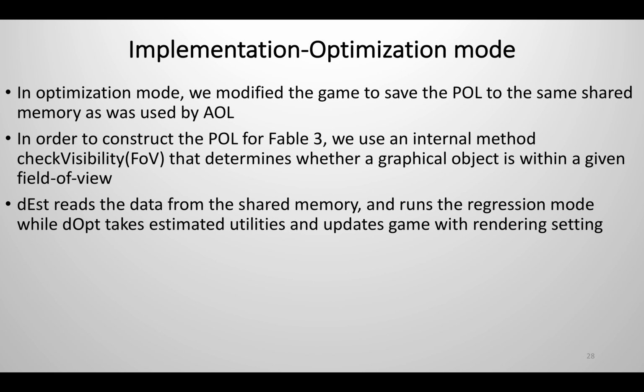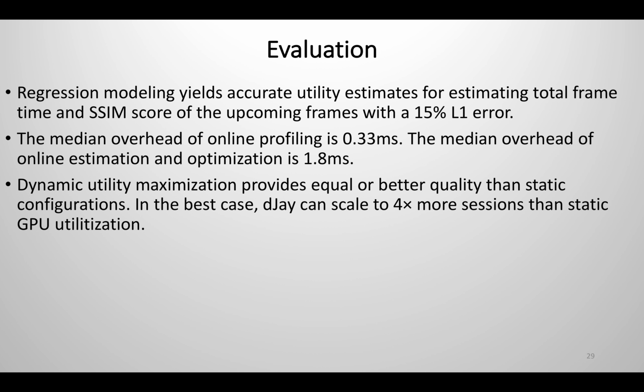Now, moving on. All right, so we've discussed all the nitty gritty details of the implementation and how DJ works. Now we'll see what the results were and what they found. The first thing is that their regression model is very accurate, with 15% L1 error. And the scores that they were predicting with the SSIM for the upcoming scores were very accurate. Second thing they found was that the overhead for the online profiling is only 33 milliseconds.